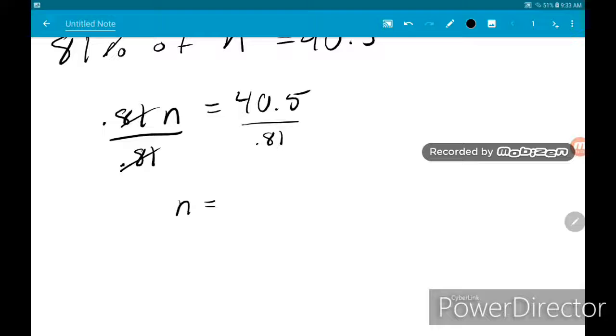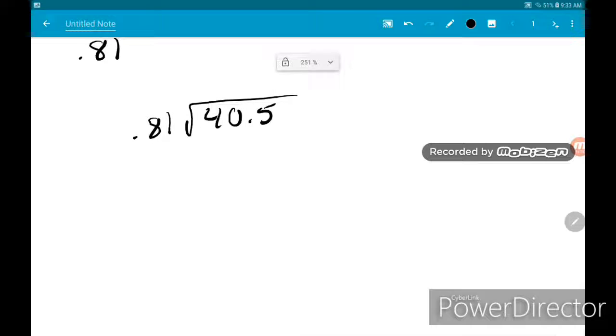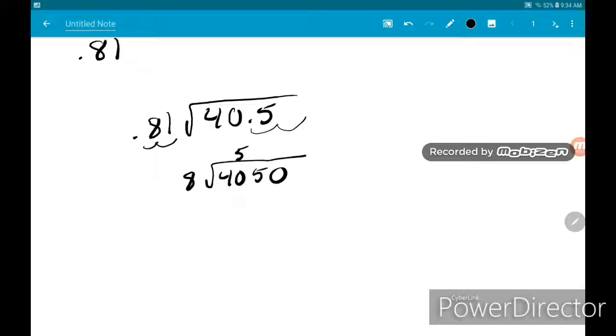n is equal to 40.5 divided by 0.81. This is a different type of division problem. You can't have a decimal on the outside. What do we have to do to the decimal on the outside? Move it twice this way. But if we do that, we have to move this one twice. So it's 81 into 4050. Now 8 times 5 gives you 40. 5 doesn't work.